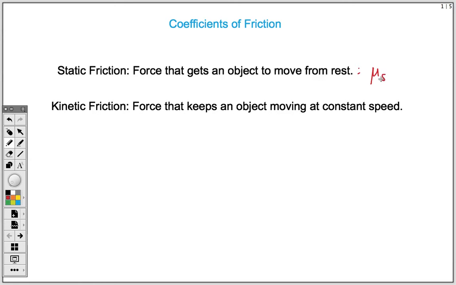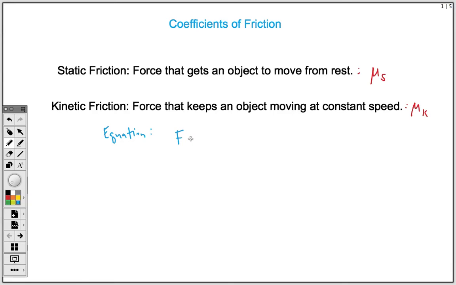On the other hand, we have something known as kinetic friction, kinetic meaning the object is moving, and so this is the frictional force that keeps an object moving at a constant speed, and this gets the symbol mu sub k for the coefficient of kinetic friction. Now that specifies the two types of friction. However, we do have a friction equation, and the equation looks like this.